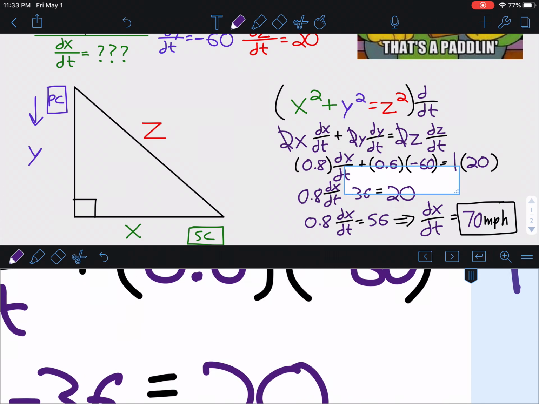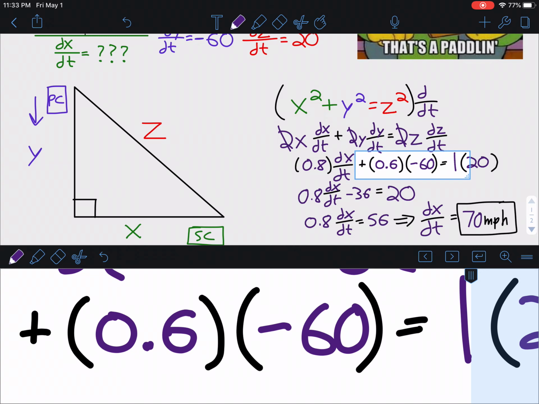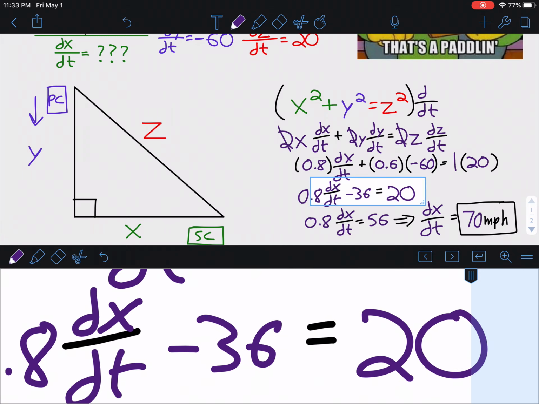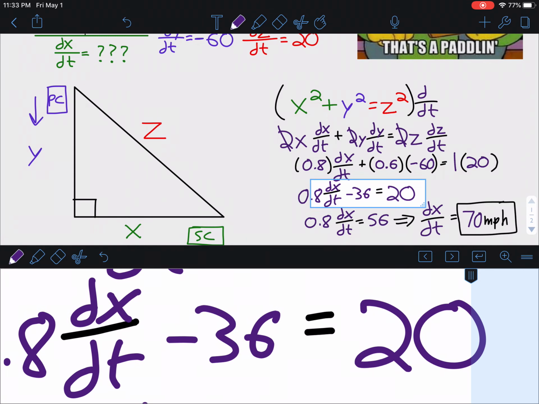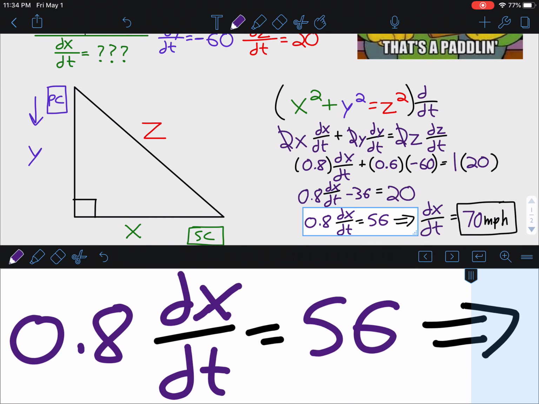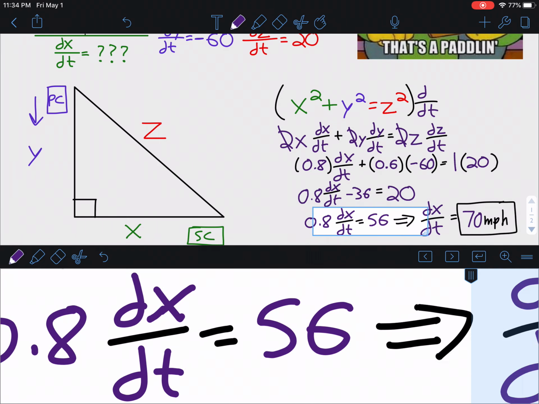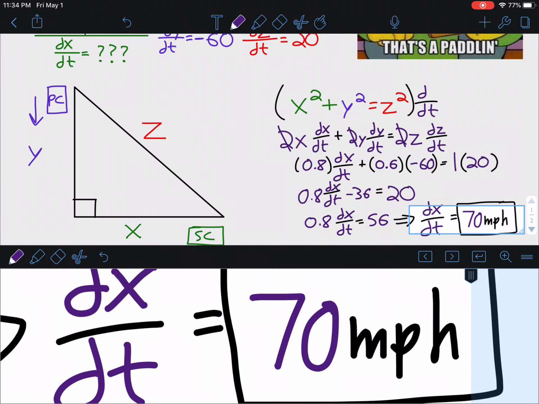Okay, now again, let's come back up to the negative 60. Had that been a positive, you would have gotten positive 36 here. Subtracted it from 20, you would have gotten negative 16. So your dx/dt would have been negative 20 miles per hour. Now, you can take that negative 20 and go, hey, the question's asking for speed, right? So let me just make it positive 20.